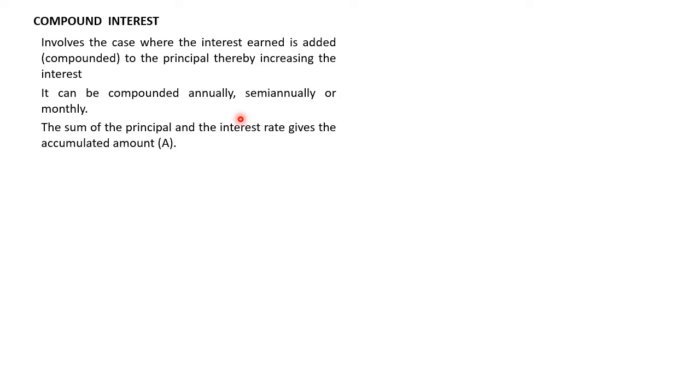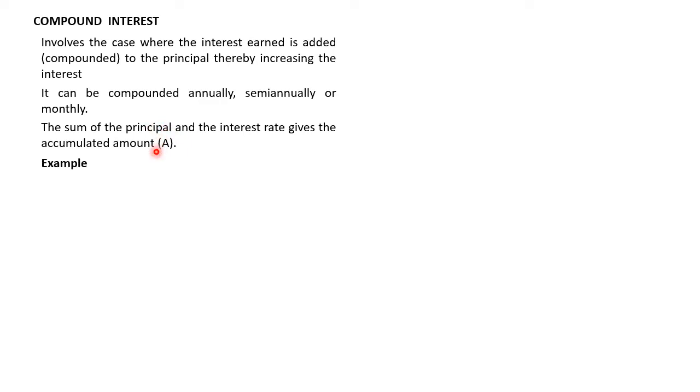Now, normally, compound interest involves cases where the interest that has been earned after every compounding period is added, or we say compounded, to the principal. And this will normally increase the interest that is earned at the end of the compounding period. Now, this compounding can happen annually, semi-annually, monthly, quarterly, or some duration as per a given institution, that is a bank. Now, the amount that we get at the end of the compounding period will be the compound interest plus the deposit. That's our principal.